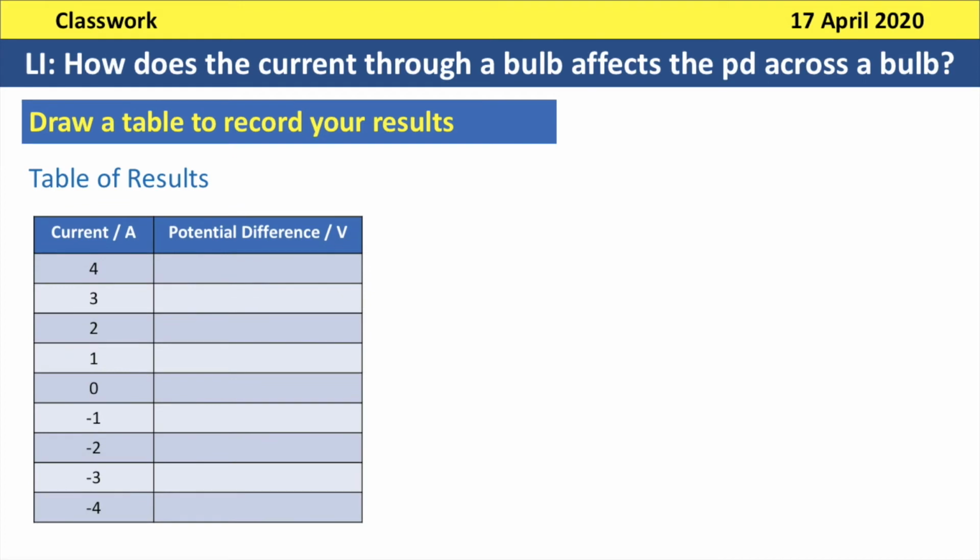So for this results table, there are only two columns that we need. We need current and we need potential difference. Now current is of course measured in amps, so that should be labelled current / A, and then the potential difference needs to be labelled potential difference / volts. I've included as well some values in there so we know what range of current values to use, but you wouldn't be expected to do that until you've carried out a preliminary investigation.